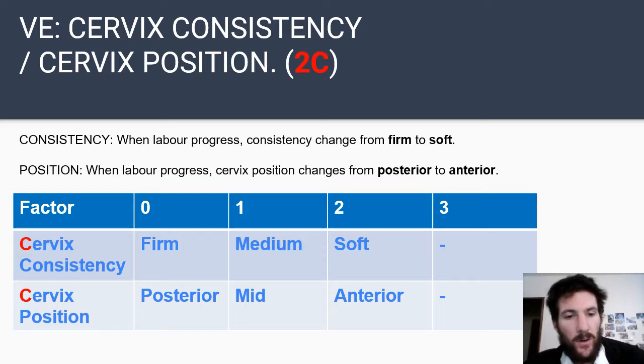The position of the cervix is also something that changes in labor. When labor progresses, the cervix position changes from posterior to anterior. Each one of these has a score that we will use and talk about soon.